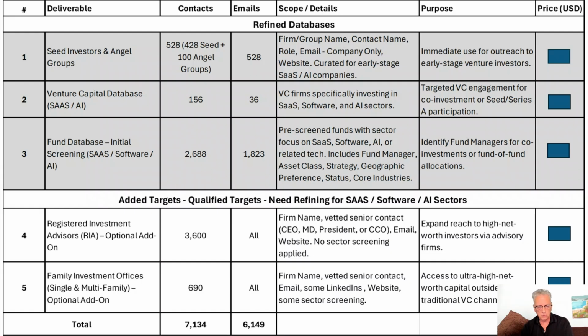Now, what I also have is what's called off-the-shelf databases, or databases that I've been working on, refining, sometimes for years. The one at the top, number 1, seed investors and angel groups, that's one that I'm going to provide for them as part of this package. It's got 428 seed and 100 angel groups, depending on how much they're looking to raise and the sector. This is a database that is really, really great because it allows you to reach out to angel investors without the manual process of going on LinkedIn and contacting them one by one. So that database has got firm, group name, contact names, emails for company only, curated for early stage SaaS. So this is a perfect one.